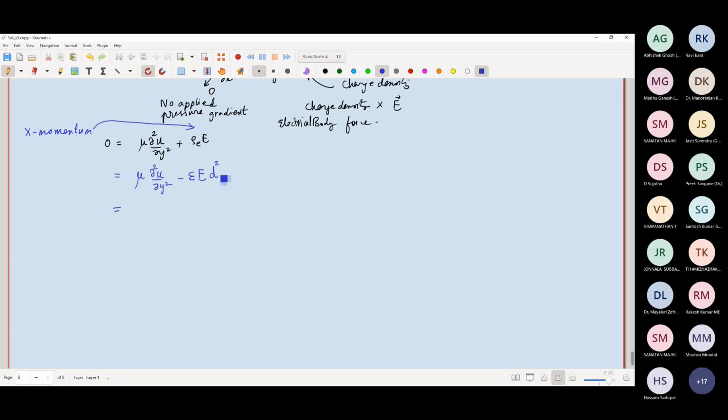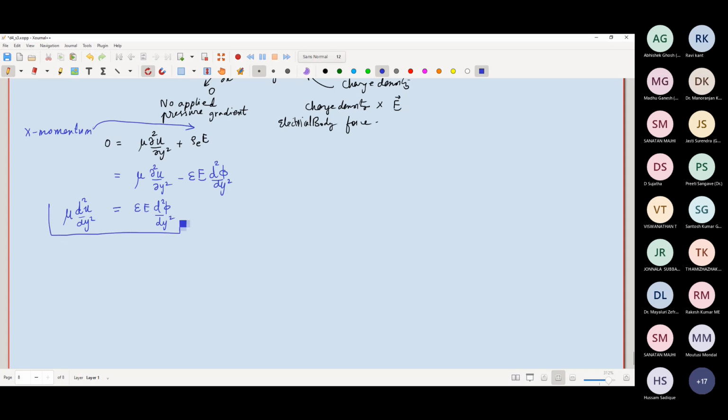So this will be d2 phi dy2. Now if we take this electric body force on the left hand side and rearrange, we can easily write mu d2u dy2 is equal to epsilon e d2 phi dy2. And now this equation is rather straightforward to solve.